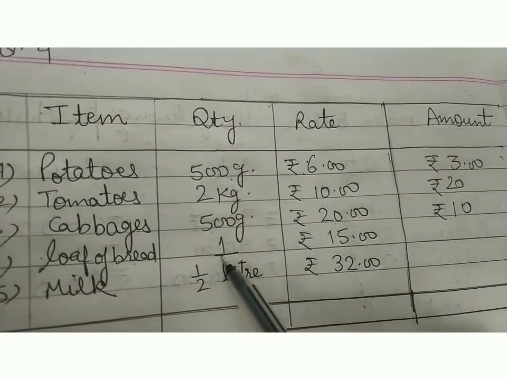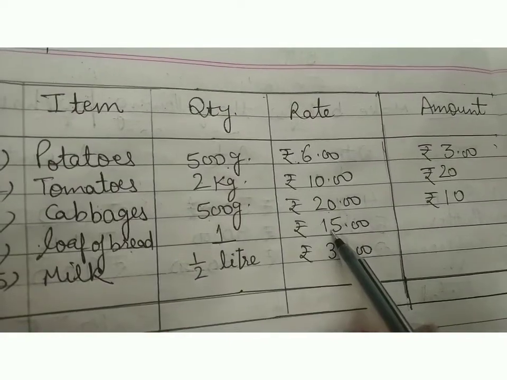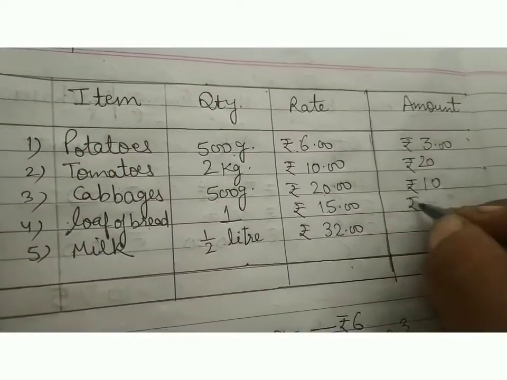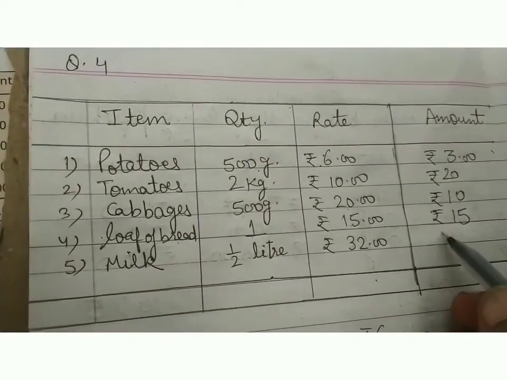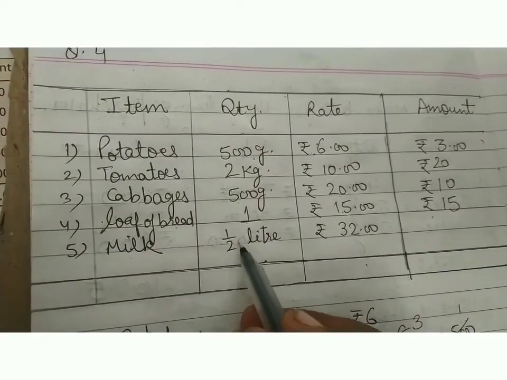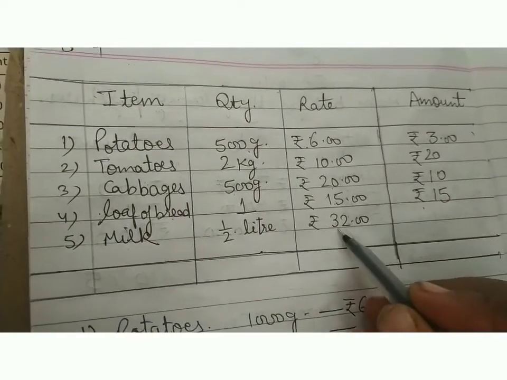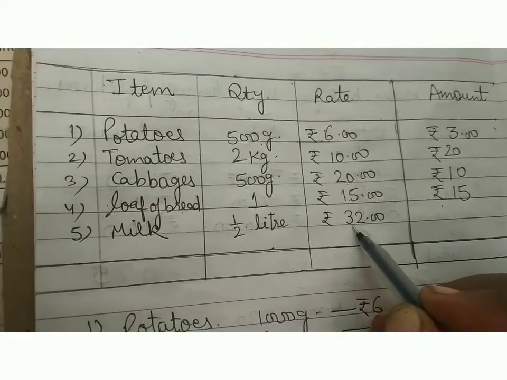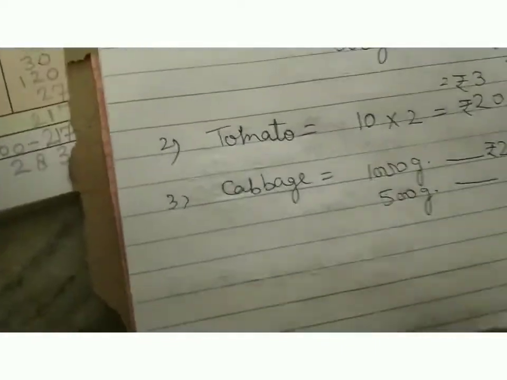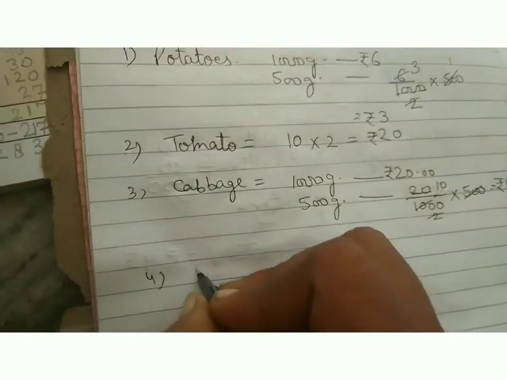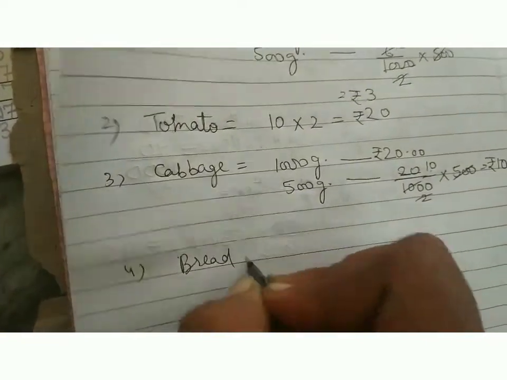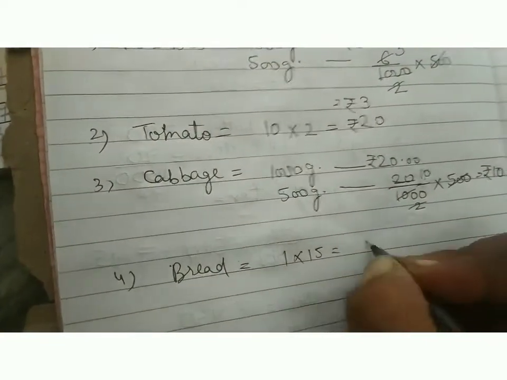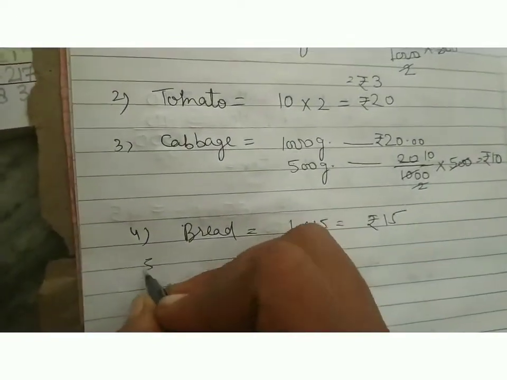One loaf of bread only we have to take, and here the price is 15 rupees. Rate is 15 rupees. So 15 ones are 15. So I just have to give rupees 15 for the bread. Milk I have to purchase half liter. Price of the milk is 32 rupees per liter. So I will calculate here. Fourth I have calculated for the bread. That is 1 multiplied by 15 is rupees 15. Fifth is for milk.